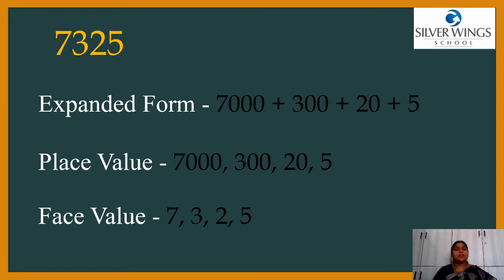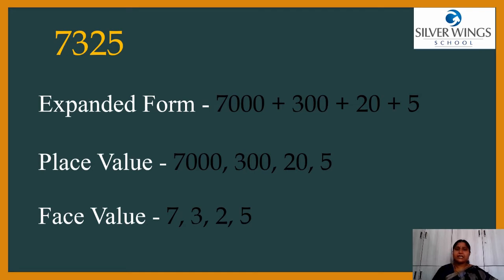Now here I gave you one 4-digit number, that is 7325. Here, how to write the expanded form, beta? I said it is the sum of the place values of every digit. See here, what is the place value of 7? 7000. What is the place value of 3? 300. What is the place value of 2? 20. What is the place value of 5? 5 only, because 5 is in ones place.